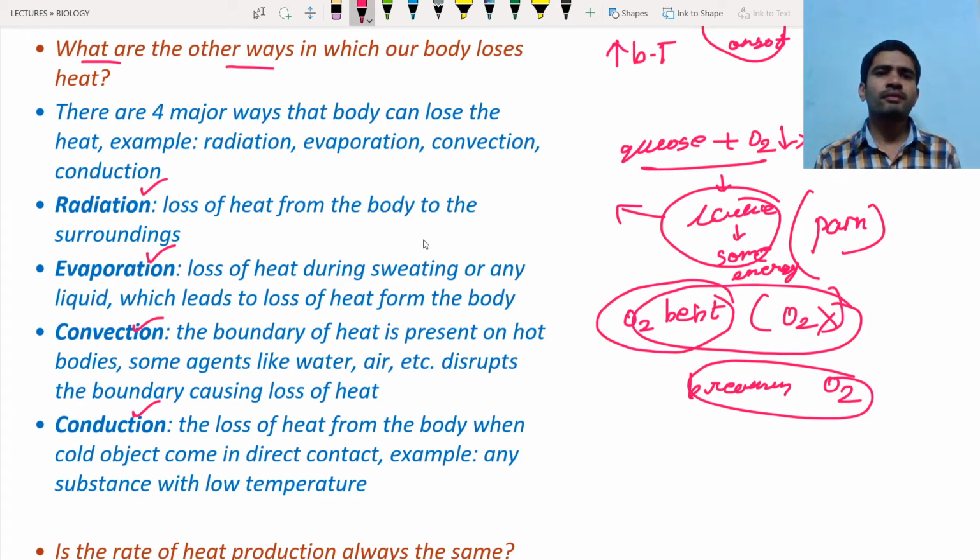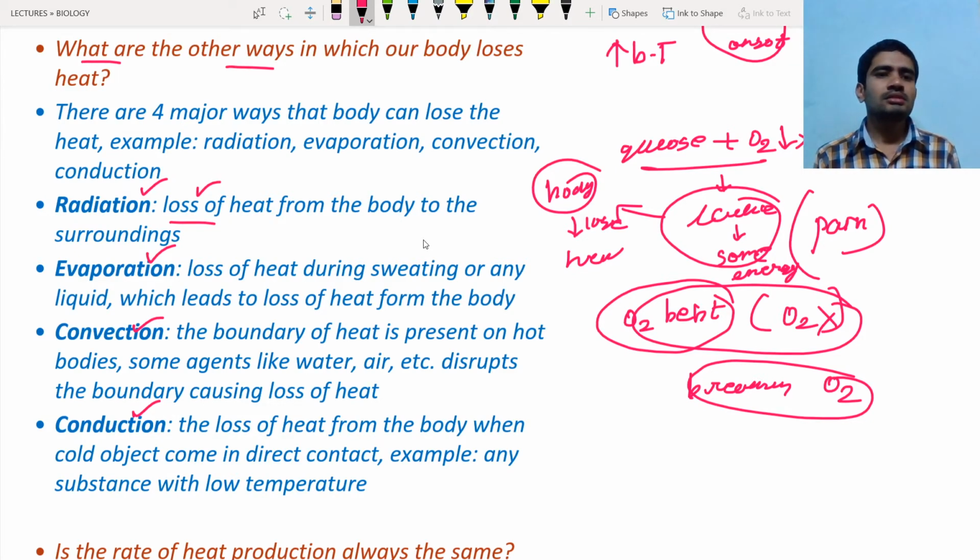The first one is loss of heat from the body to the surroundings. If you are standing in the winter season, your body is going to lose some amount of heat. Not only in winter, in any season, your body is going to lose heat into the surroundings. Such a process is known as radiation. The energy that is present in the body is lost into the environment. Radiation means some amount of energy.